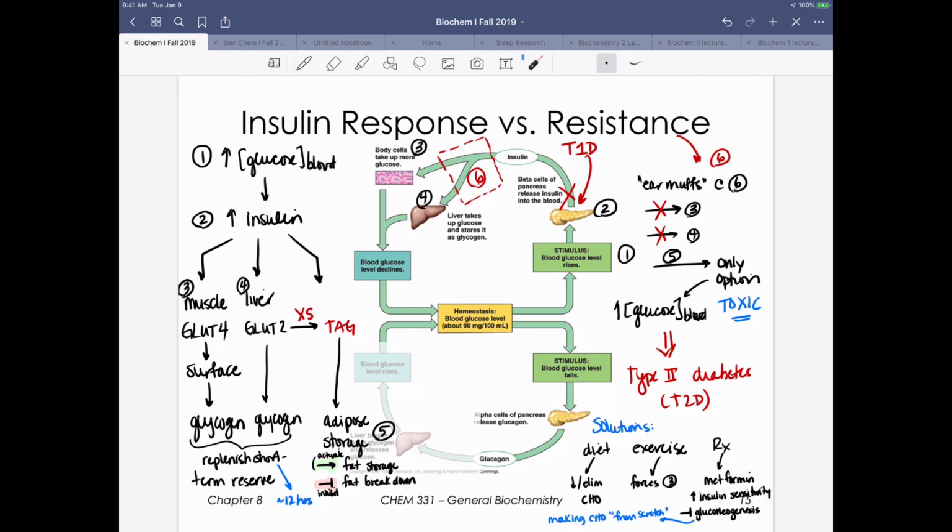But again, herein is part of the problem when you have high levels of insulin chronically, is you're not able to tap into any reserves that you have, and unfortunately that means you can't lose any weight that might be stored.